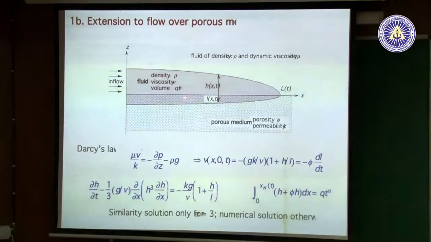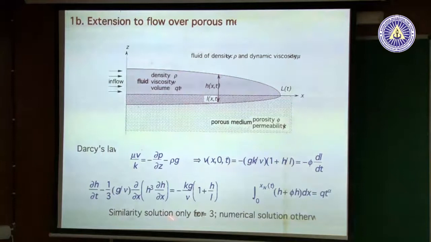And now we have the constant volume, and that I think should be an L now that I see it, it's phi times L dx, is qt to the alpha. So if alpha is equal to zero, then there's a fixed volume. If alpha is equal to one, it's a fixed flux, alpha 2, 3, 4.